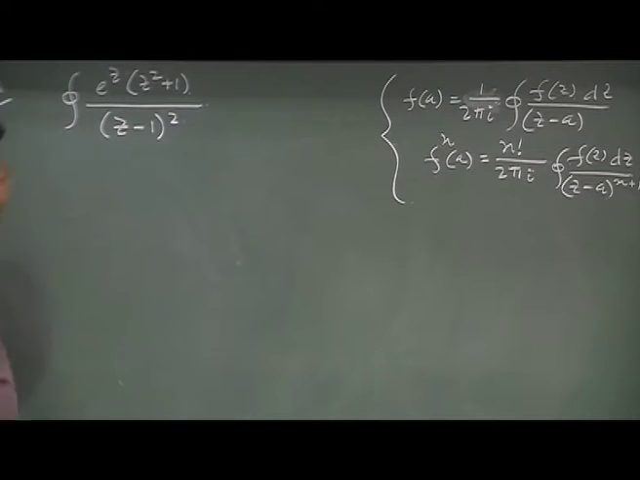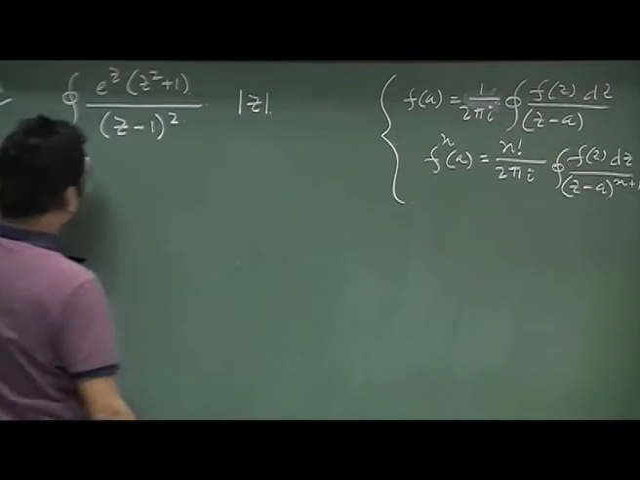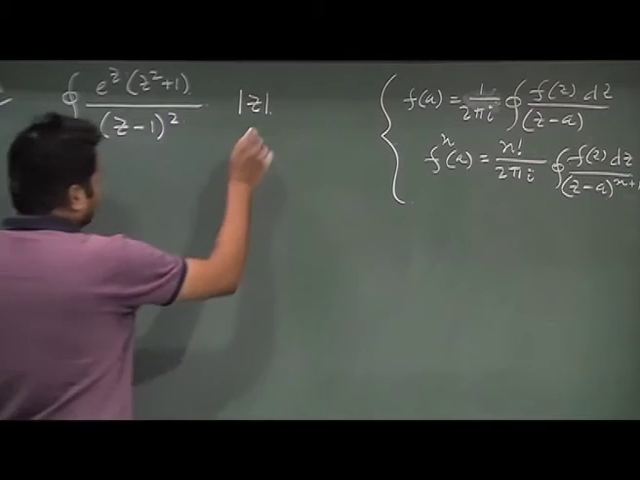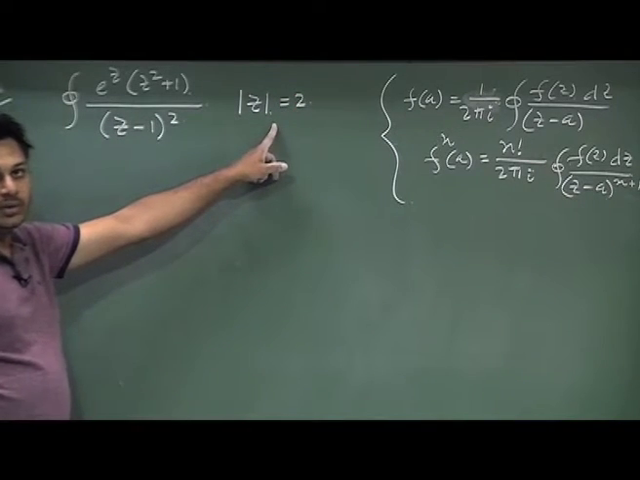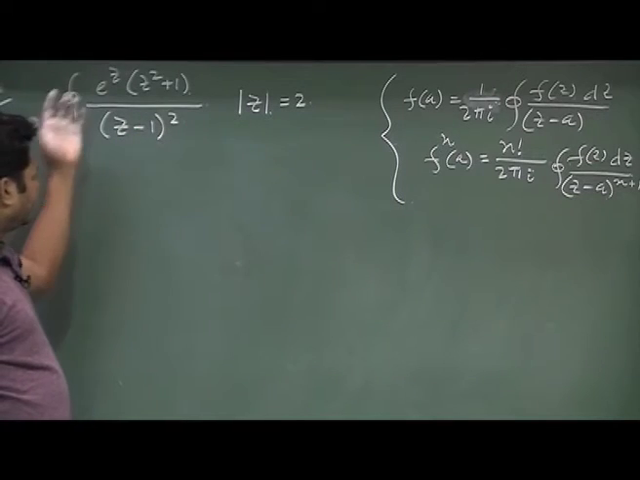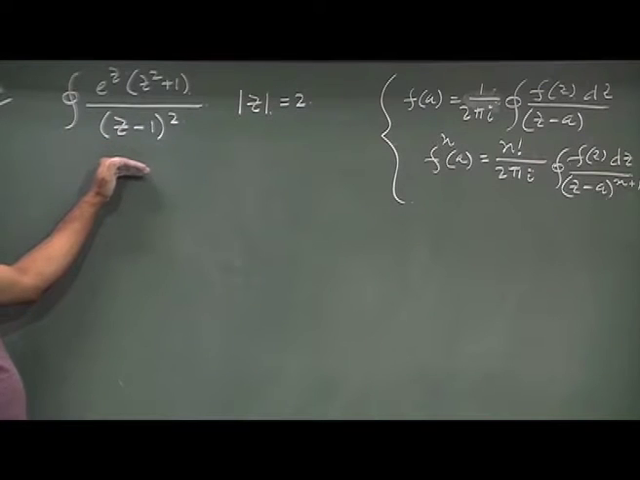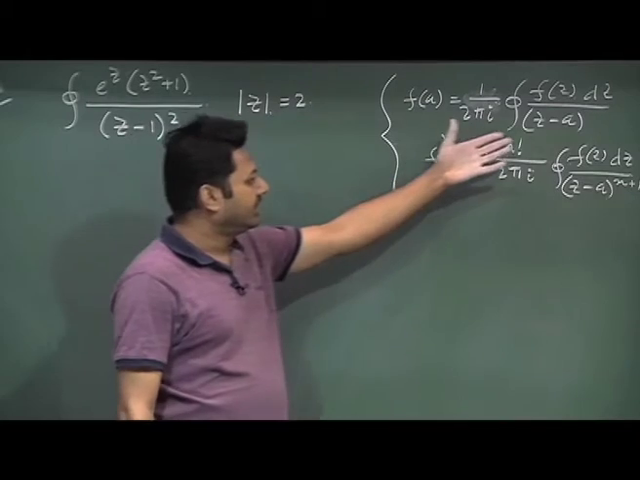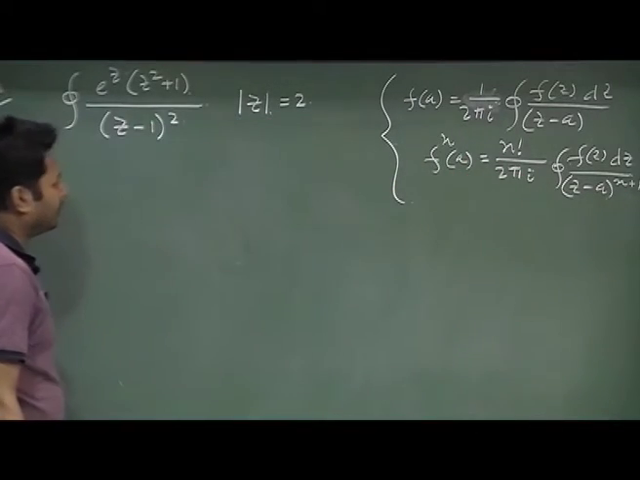This integration you need to evaluate, where the contour is given to you, since it is a closed integration. The contour is |z| = 2. This is important. Every time, the contour is very important, over which contour I want to find out. Now, after having this expression, you can rearrange these things in terms of this. That is the first thing you need to do.